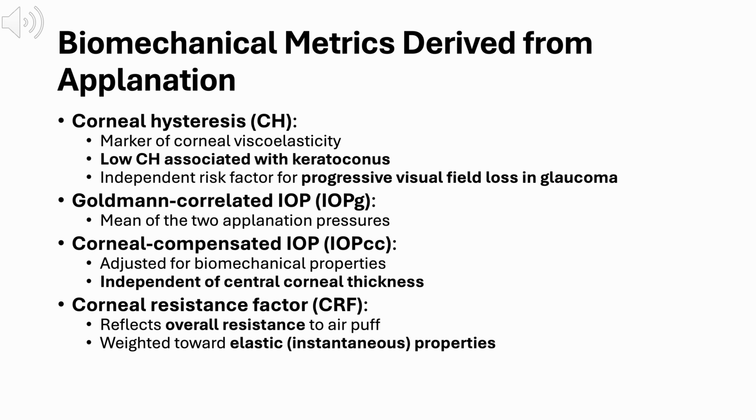Finally, we have the corneal resistance factor, or CRF. This reflects the overall resistance to the air puff and is weighted more toward elastic, instant responses rather than time-dependent behavior. You can think of CRF as how stiff the cornea is at that moment, while CH tells us how it handles energy over time.